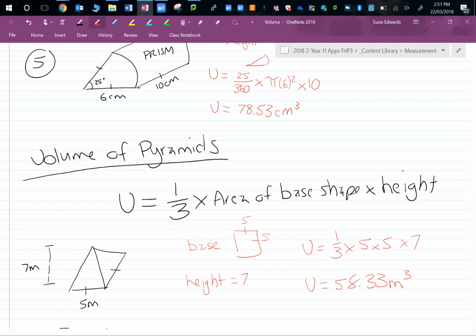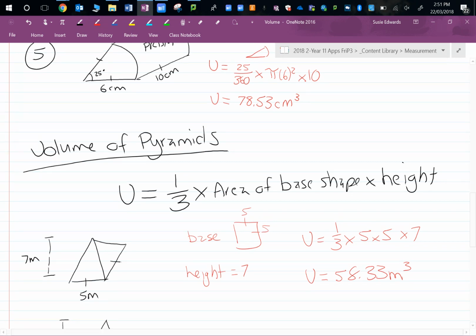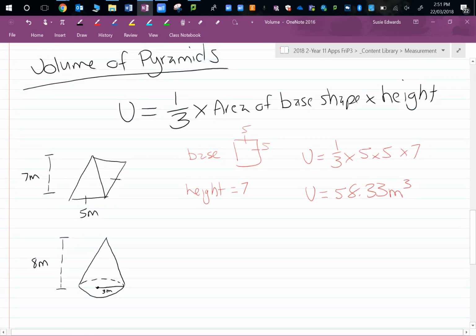Any questions on that? So it's exactly the same as finding the prism, but then we just divide by 3 or multiply by a third. All right, so if we look at a cone, what's the base shape? Circle, okay? So a circle with a radius of 3. What's the height?